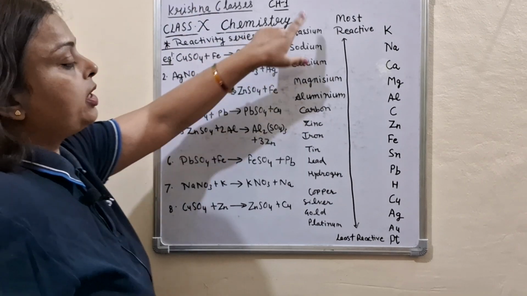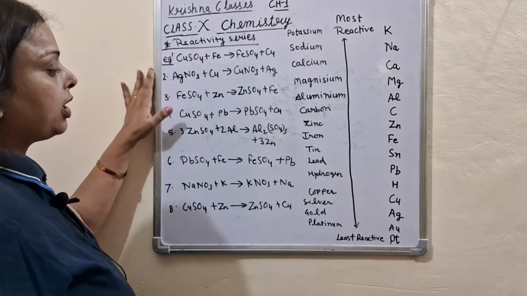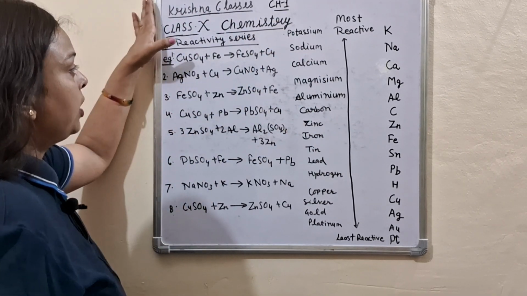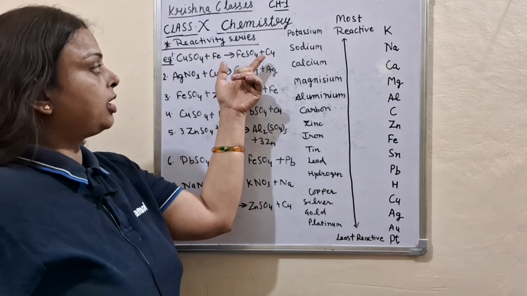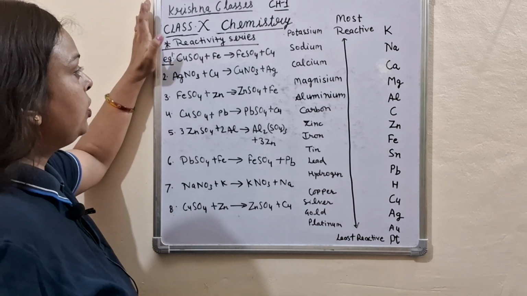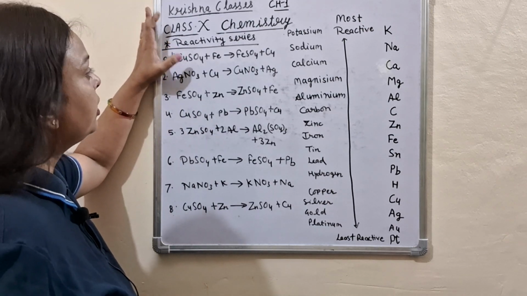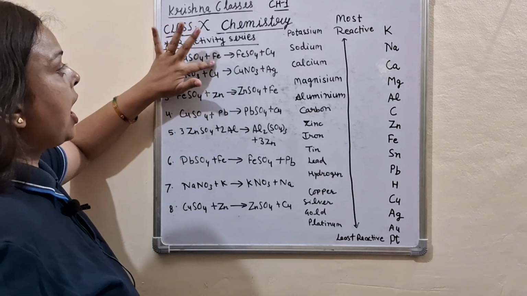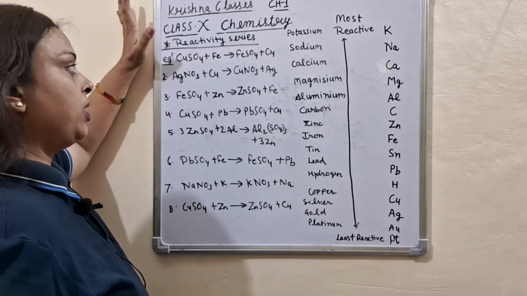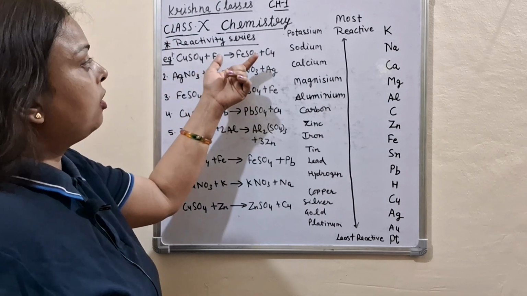And according to the reactivity series, here some examples are given. Example number 1: copper sulfate plus iron gives iron sulfate and copper. Then you have to see what happens in this reaction. In this reaction, iron replaces the copper and forms ferrous sulfate.